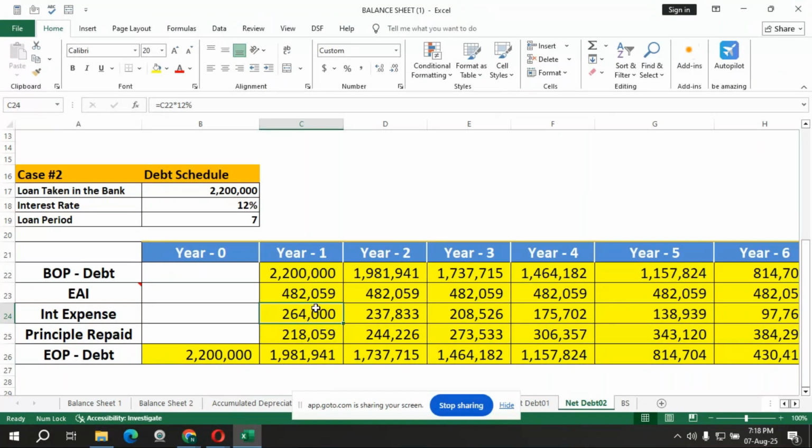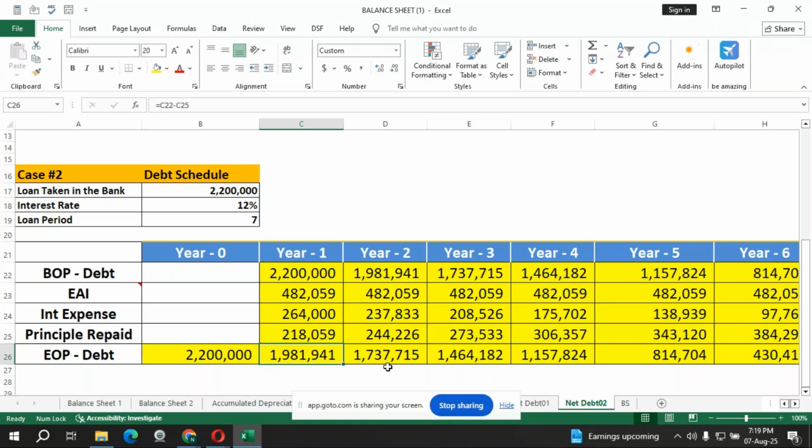Then principal repaid is what? Principal repaid is your EMI. This one I'm talking of. The EMI minus the interest expenses is this. And then this is nothing but 22 lakh minus 2 lakh 18,059. You get the amount as this. Same procedure. There are no changes.